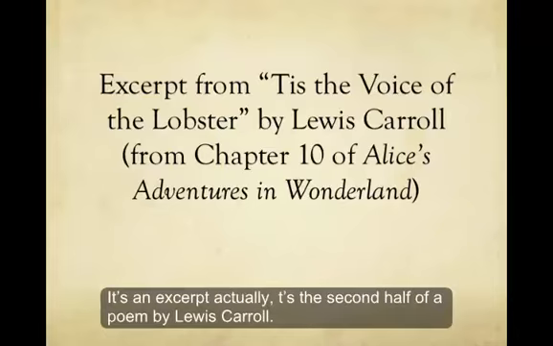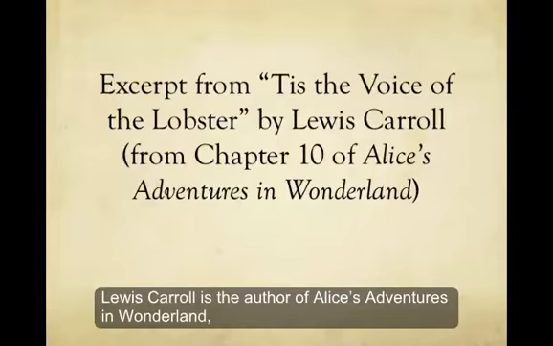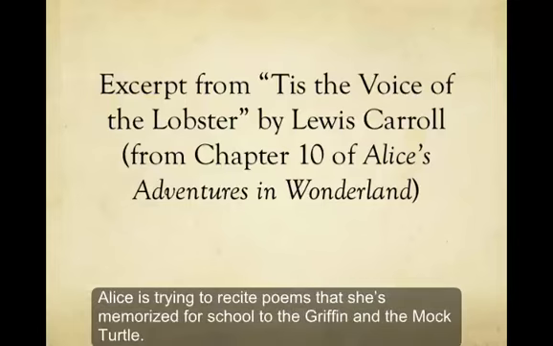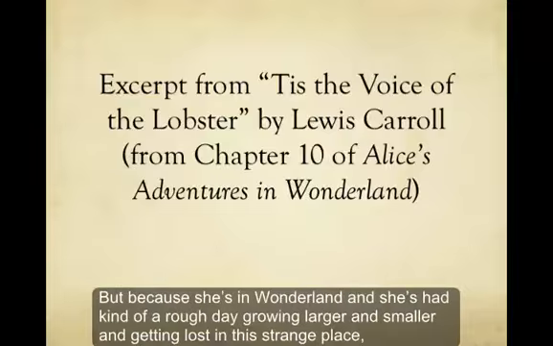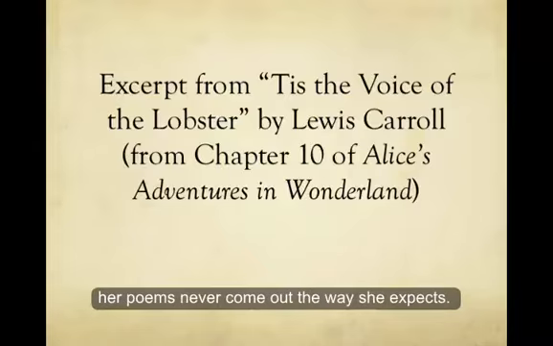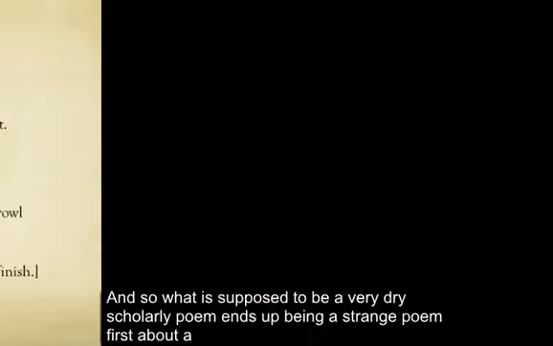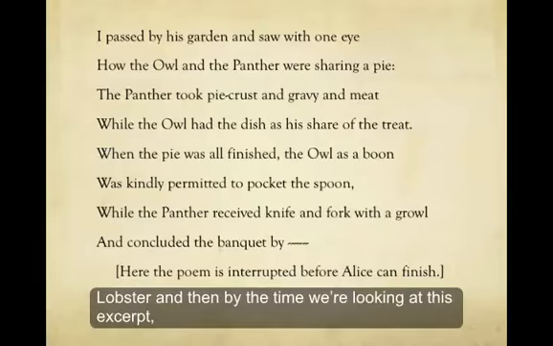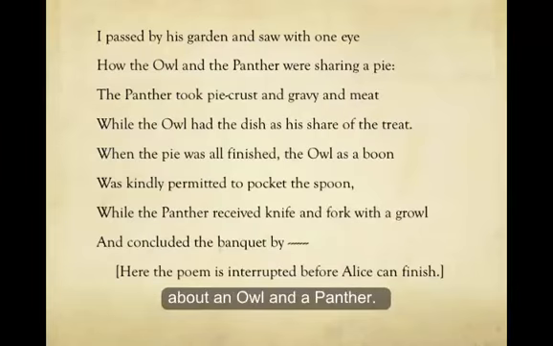It's the second half of a poem by Lewis Carroll. Lewis Carroll is the author of Alice's Adventures in Wonderland. And in chapter 10 of this children's work, Alice is trying to recite poems that she's memorized for school to the Griffin and the Mock Turtle. But because she's in Wonderland and she's had kind of a rough day, growing larger and smaller and getting lost in this strange place, her poems never come out the way she expects. And so what is supposed to be a very dry, scholarly poem ends up being a strange poem, first about a lobster, and then, by the time we're looking at this excerpt, about another owl and a panther.